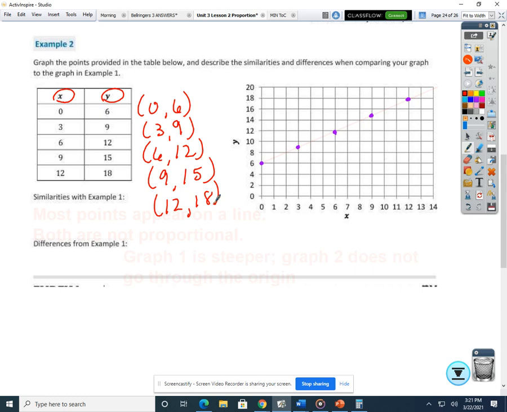Our first one, our X value is 0, so we start here at our 0 point and go up to our Y of 6. For the next one, we come across to our 3 and up to 9, come across to 6, up to 12, come across to 9, up to 15. And notice that sometimes your point is in between two lines. That's fine. And our last one, we come across to 12 and up to 18.